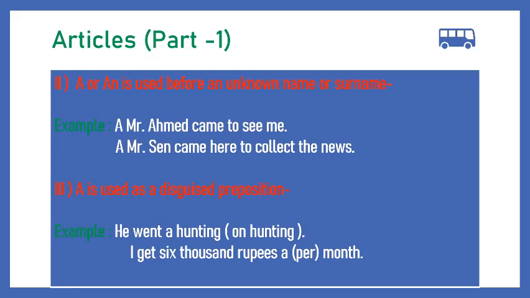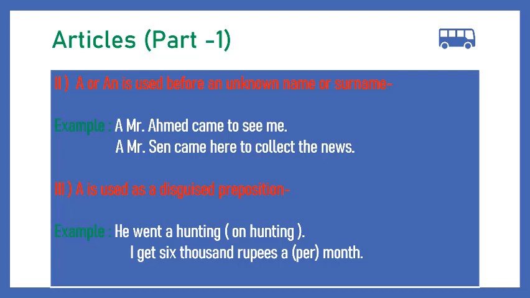Number 2. A or an is used before an unknown name or surname. For example, a Mr. Ahmed came to see me. A Mr. Shane came here to collect the news. Please note down the point. As we use a before Mr. Ahmed and Mr. Shane, that means they are unknown to the speaker. You can also notice here that Mr. Ahmed and Mr. Shane without a or an implies that the speaker knows them.